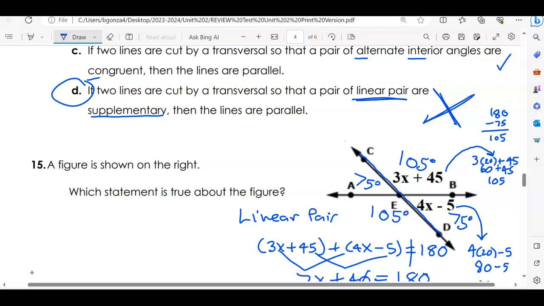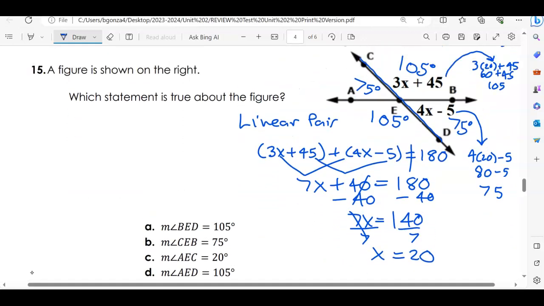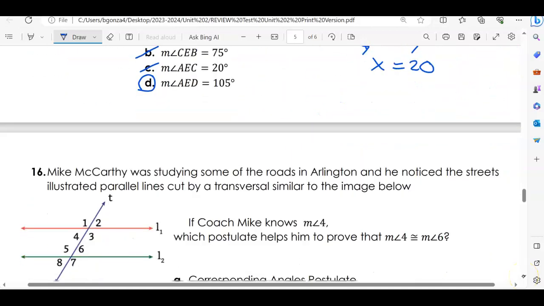Now, why did I label all those angles? Because this is a tricky question, and they're trying to see if you actually are reading, okay? This says it's BED 105. So if you trace from B to E to D, that's an acute angle of 75. It's not 105. Follow with your pencil, C to E to B. CEB, this big angle is 105, not 75. Sorry. AEC is 20. Now look, AEC, none of these are 20. That's just x, so that's not right. AED, from A to E to D, that big obtuse angle is 105. That's good. All right, let's go on to number 16.